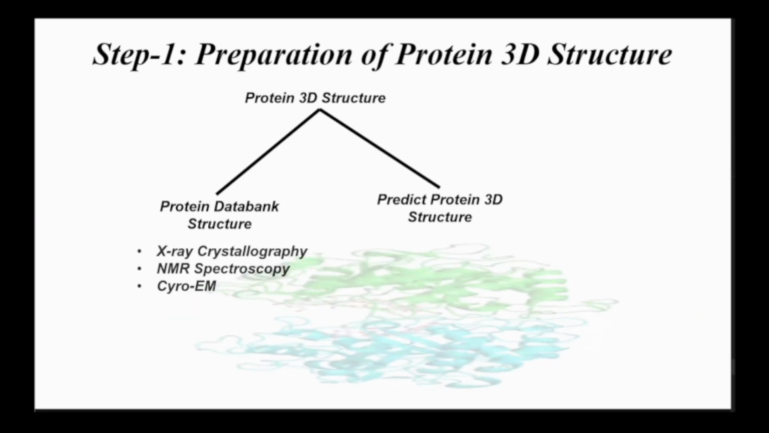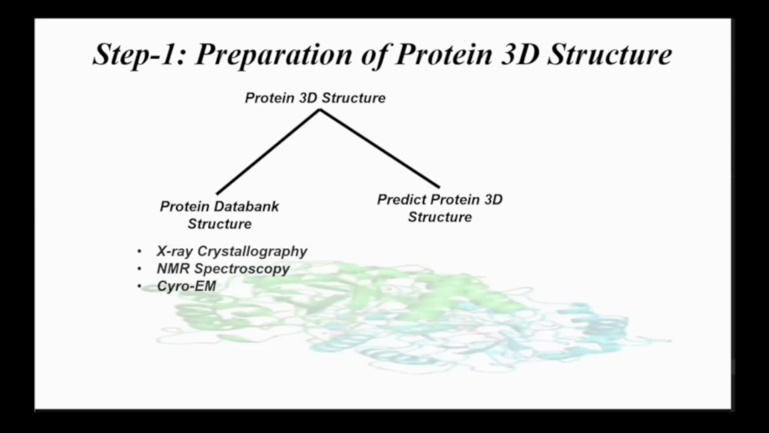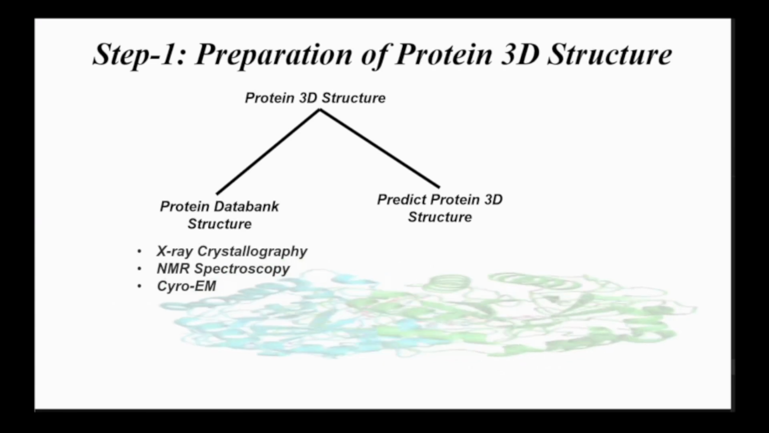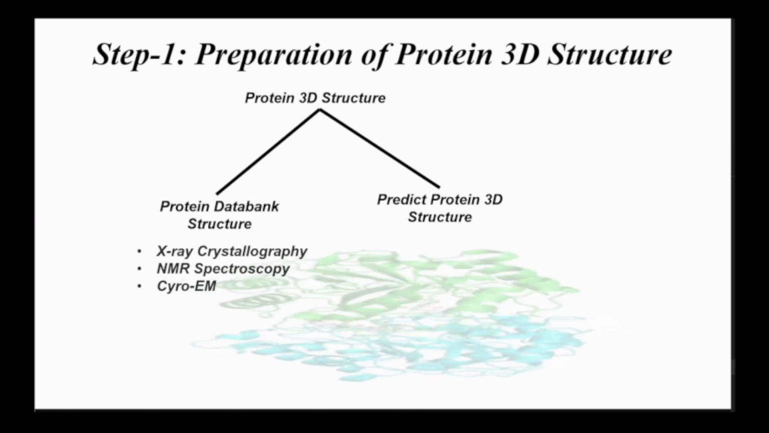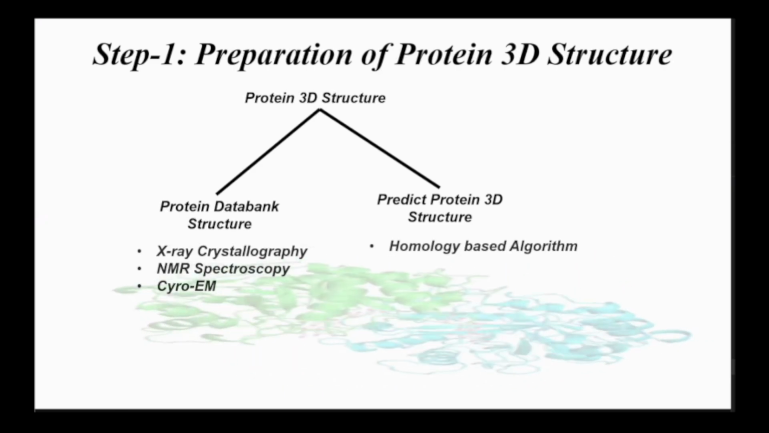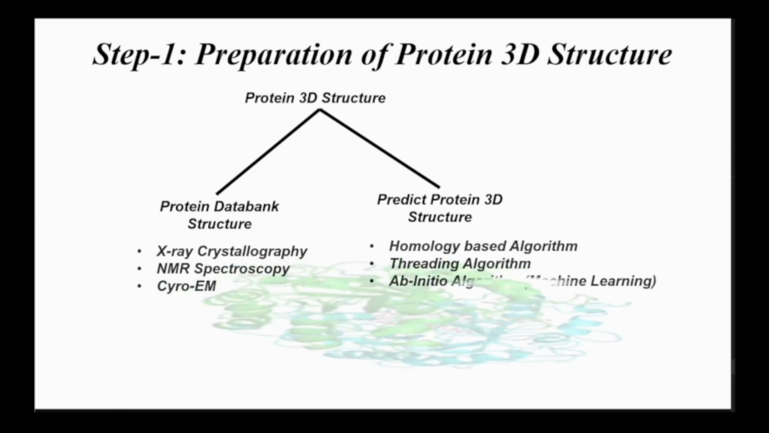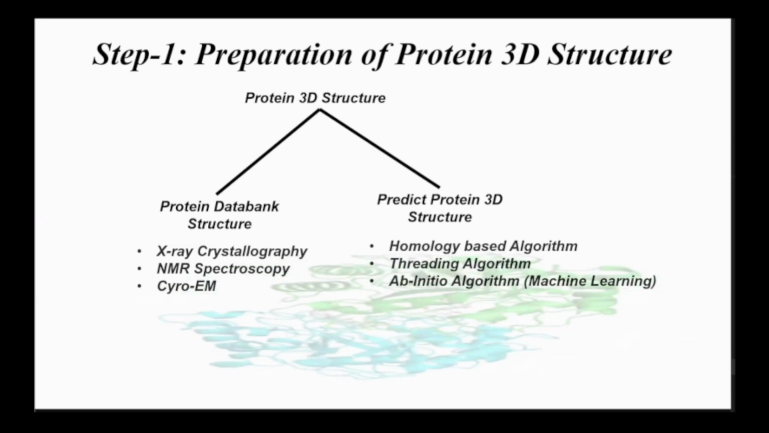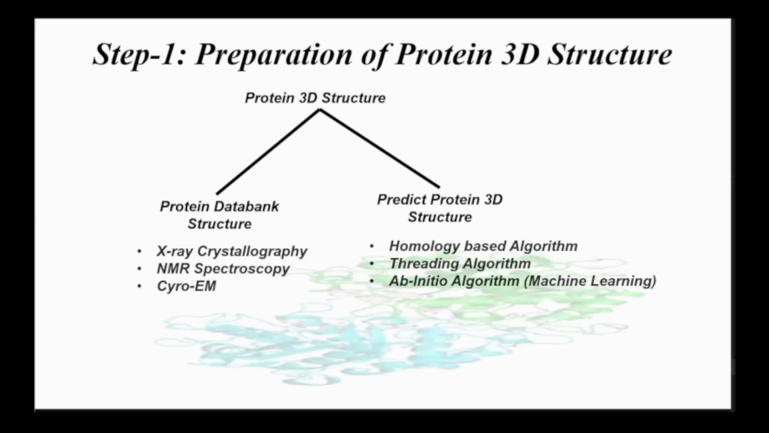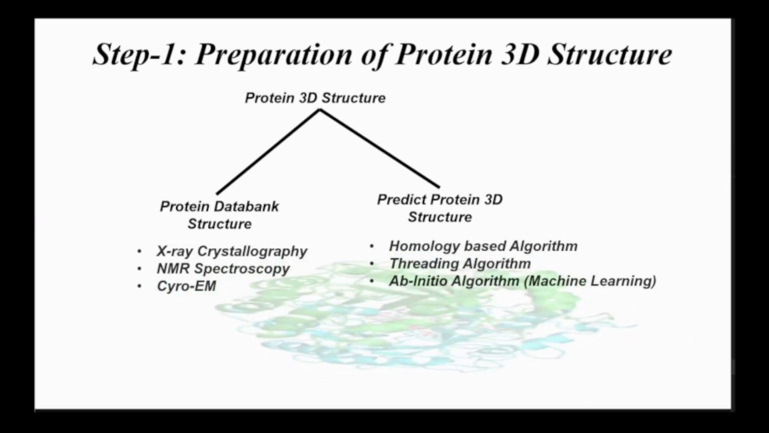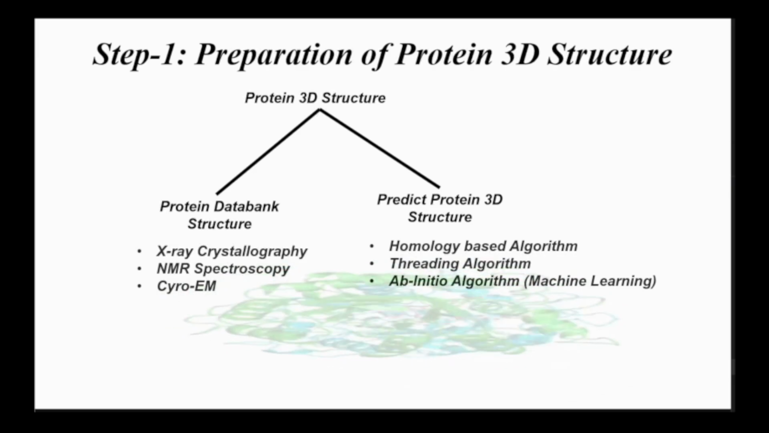But if you don't find your desired structure in the Protein Data Bank, the second option is there for you: you can predict the three-dimensional structure of the protein. To predict it, we normally use three different types of algorithms. The first one is the homology-based algorithm, the oldest one, which is now outdated. The second one is the threading algorithm. They are also outdated now, and I will talk about it shortly.